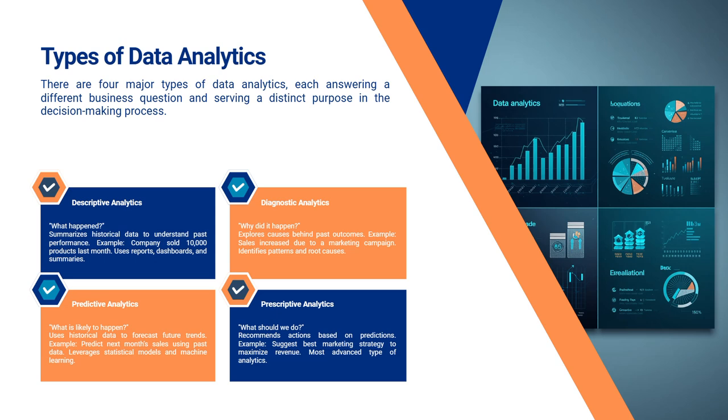Okay, so descriptive analytics helps us answer the question, what happened? This summarizes historical data to understand past performance. For example, a company sold 10,000 products last month. So we can use reports, dashboards, and summaries to communicate what happened.